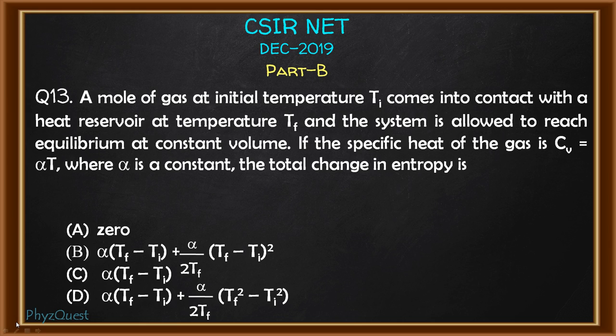So the question is, a mole of a gas at initial temperature Ti comes into contact with a heat reservoir at temperature Tf and the system is allowed to reach equilibrium at constant volume. If the specific heat of the gas Cv is equal to alpha T, where alpha is a constant, we need to calculate the total change in entropy. 4 options are given and we need to calculate the correct option.